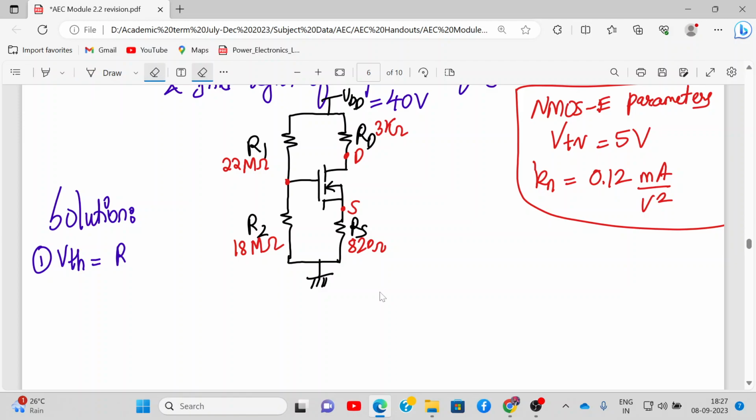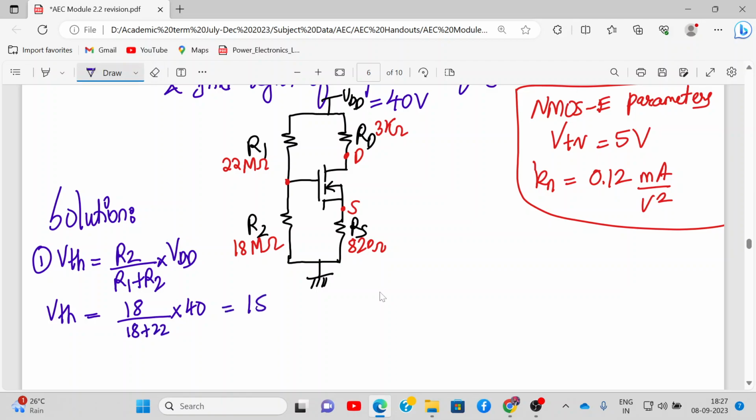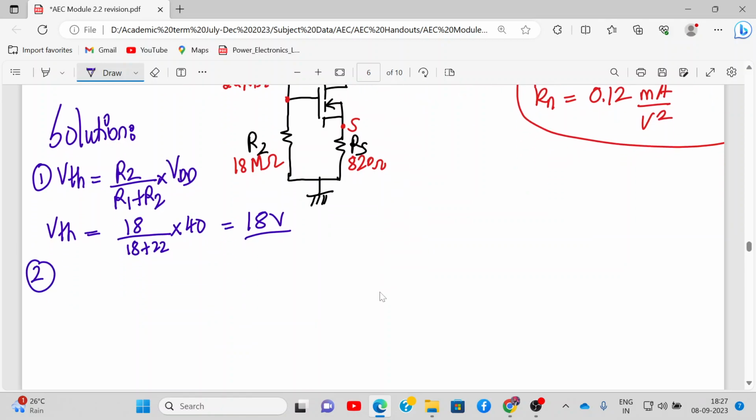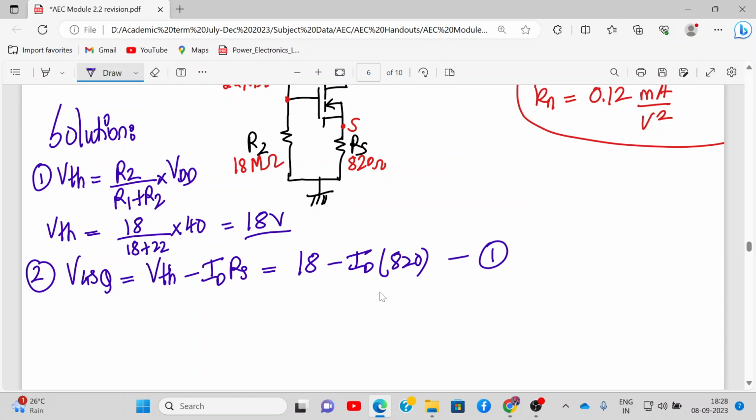So VTH will be R2 upon R1 plus R2 into VDD. That will be 18 divided by 18 plus 22, into 40. So that will be 18 volt only, right? Got it? No need to calculate RTH. Then calculate VGSQ, which is VTH minus ID RS, which is 18 volt minus ID times 820. So this is equation number 1.